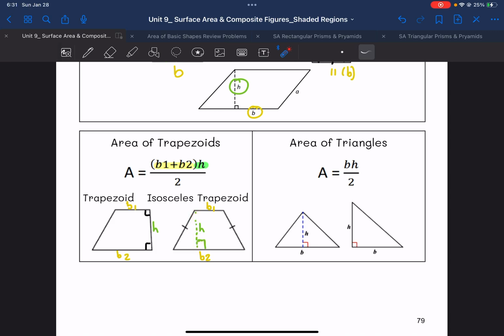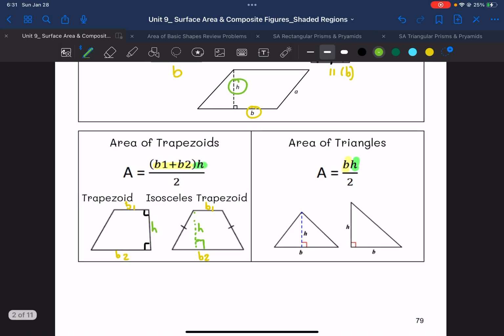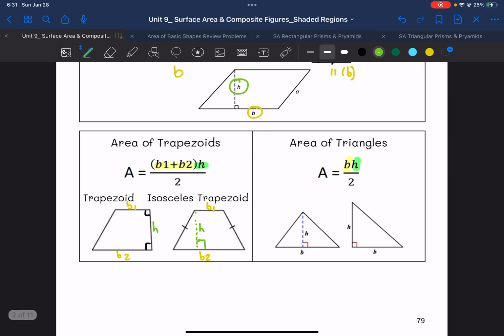All right, area of triangles. On this one, it says area is equal to base times height divided by 2. So here we have a triangle, and this would be the base. And remember, if you can trace it, you make an H. This is the height. Then we have this right triangle, and on this right triangle, you have the base, and then you have the height.